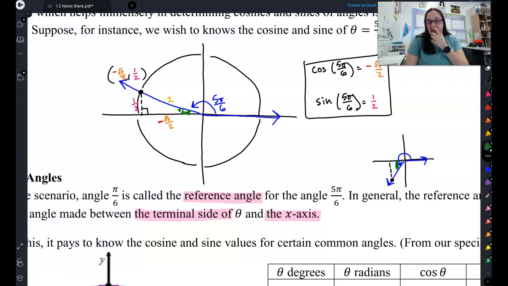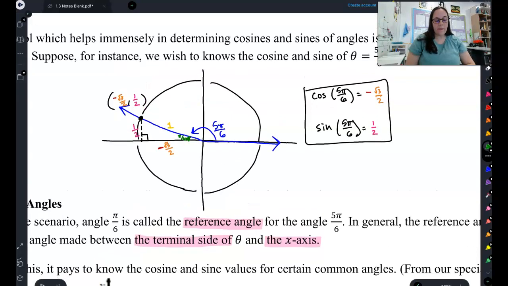Now the key is that your reference angle will always be 30, 45, or 60. So as long as you figure out what the reference angle is, you know which special triangle you're using. You do the patterns, you come up with the point, and then you write out cosine and sine. You're done. And that is the entire unit circle.